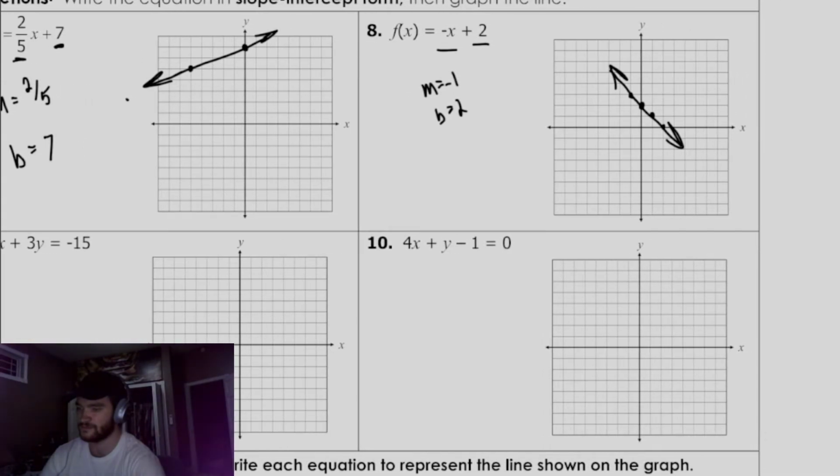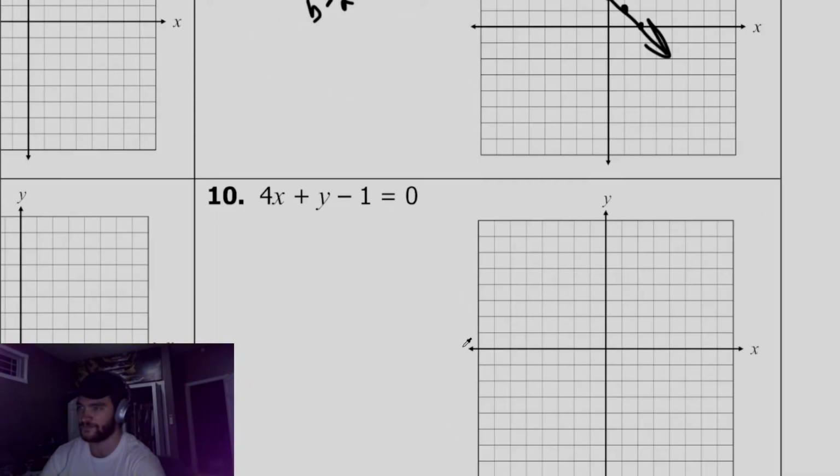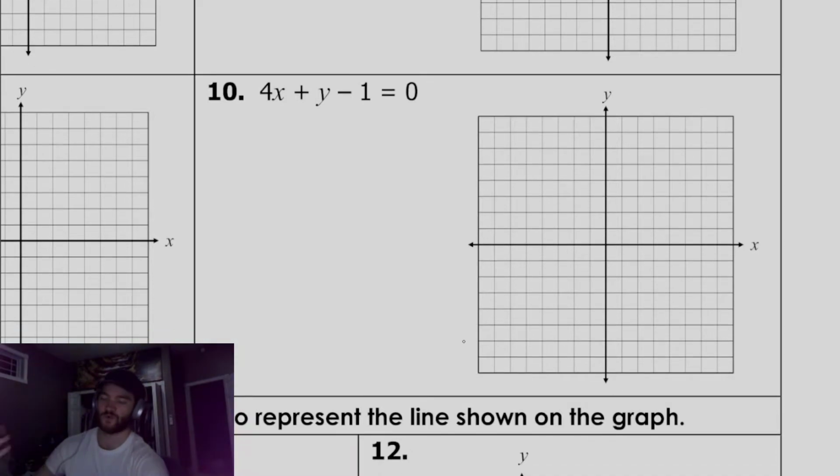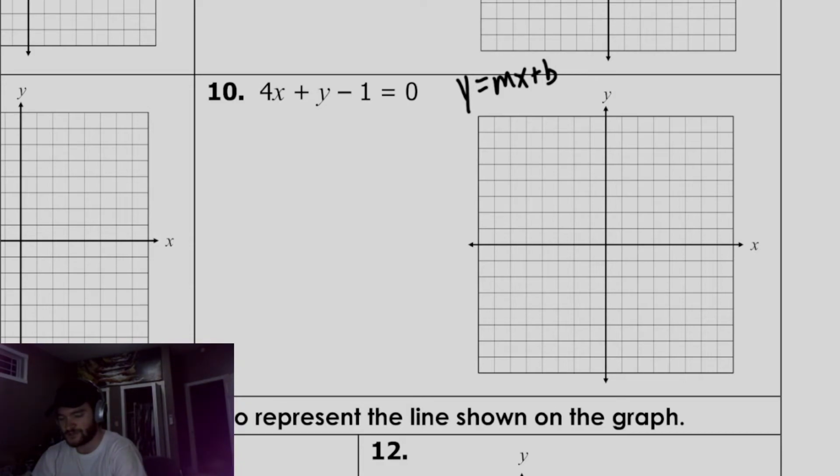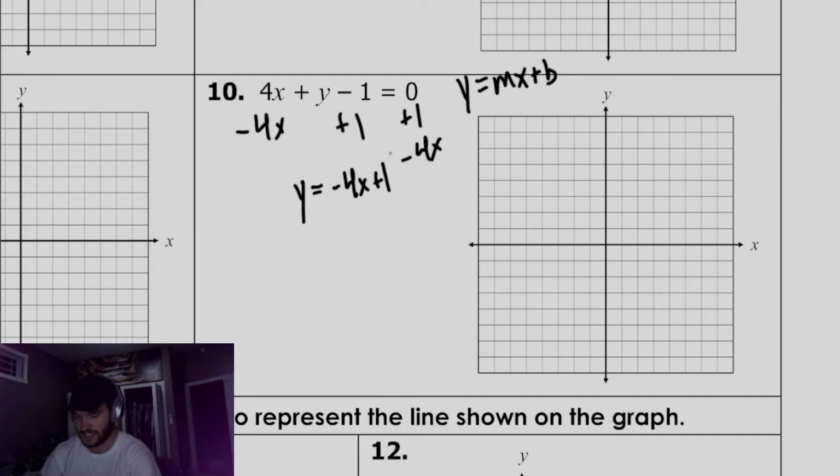Let's do this one. This one seems fun. This number 10 right here. This is almost in standard form, right? So what I'm going to do instead, I'm going to try to get a slope-intercept. Slope-intercept, of course, is y equals mx plus b. So my y I'm trying to get by itself. So I'm going to add the 1 over here. Then I'm going to subtract 4x also over here. So I end up getting y equals negative 4x plus 1.